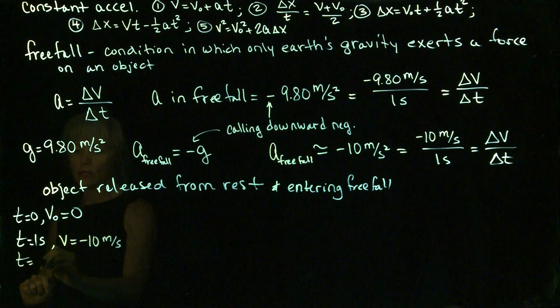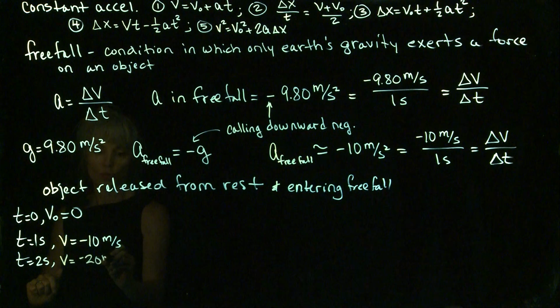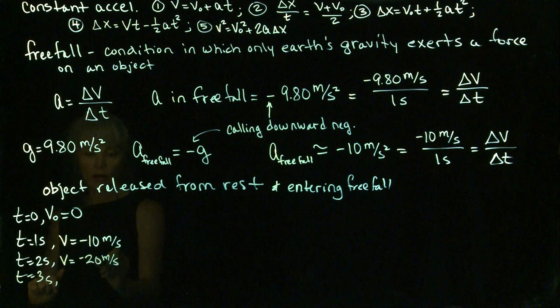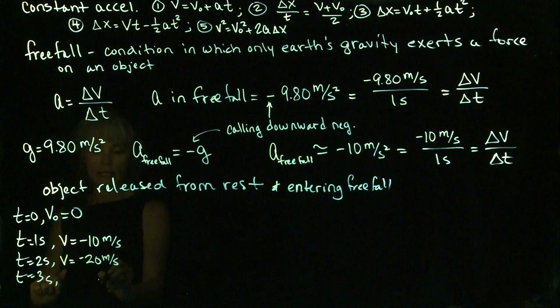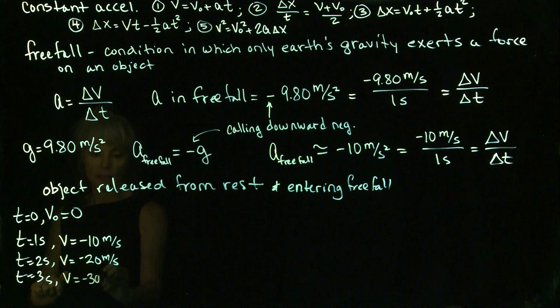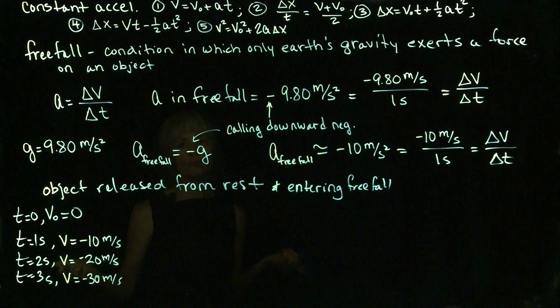What about at time equals 2 seconds? Well, it has to have become more negative in this 1 second by 10 meters per second. So that means the velocity at 2 seconds is going to be minus 20 meters per second. What about at 3 seconds? Well, the velocity has to have become more negative by 10 meters per second in that second between 2 and 3. So that means the velocity then is going to be minus 30 meters per second, et cetera, et cetera. It has to become more negative by 10 meters per second every single second that it's in free fall. Remember, 10 meters per second is rounding.